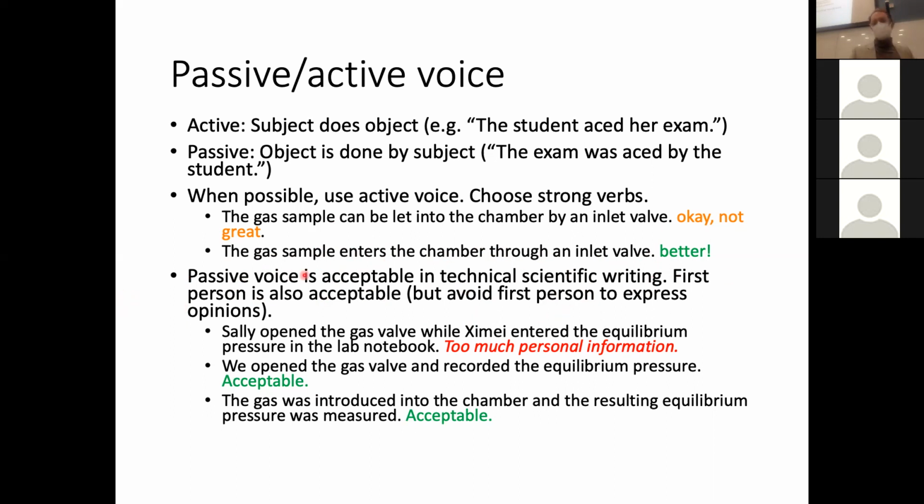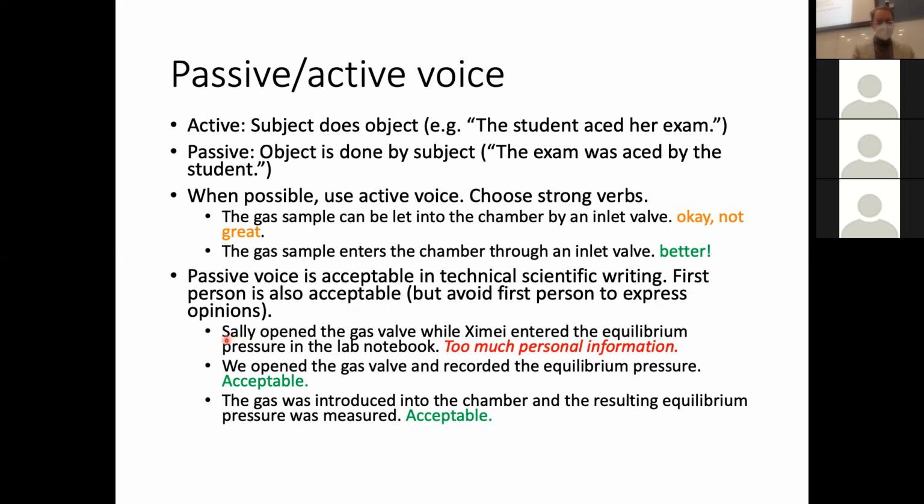And often the reason why you do this is because when you're writing about science, the emphasis is on the system that you're looking at and not necessarily the people studying that system, right? So often we use passive voice in order to avoid saying exactly who did an experiment and just focus on the experiment itself. Sometimes we also use first person in order to do that. And so I'll give you an example.